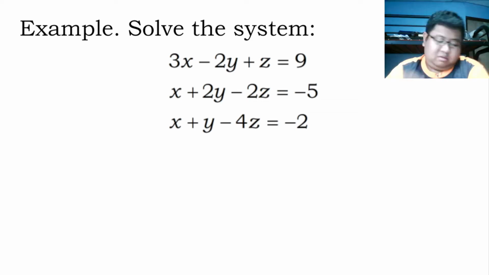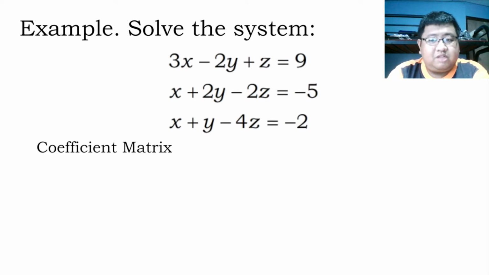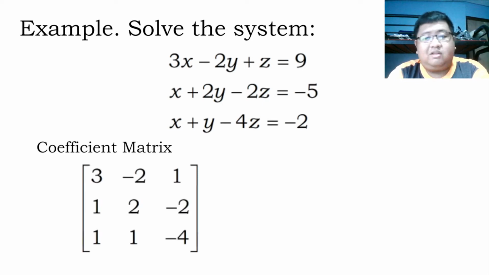So, as we have discussed from earlier, we're going to get the coefficient matrix and the constant matrix. The coefficient matrix is as follows. The coefficients of x are 3, 1, and 1 respectively. The y coefficients are negative 2, positive 2, and 1.